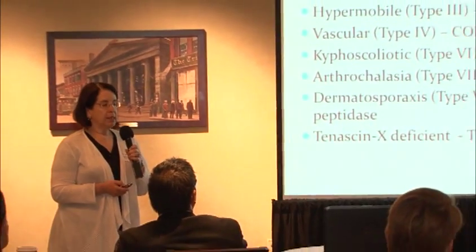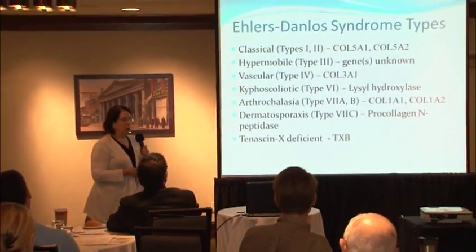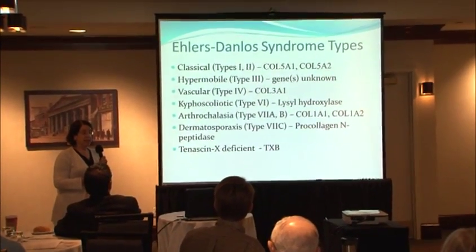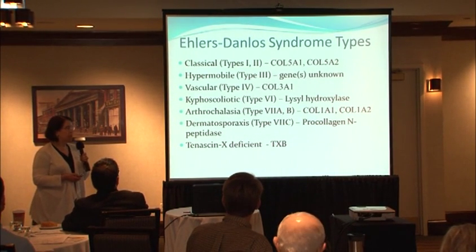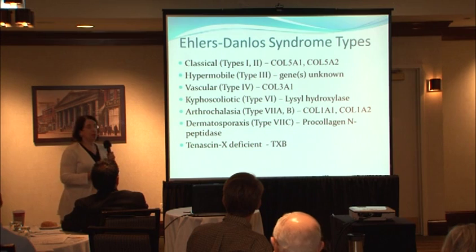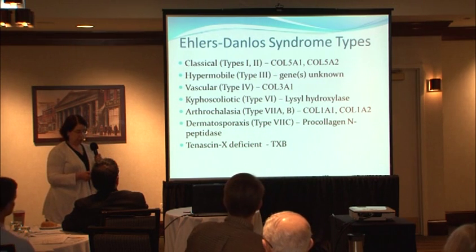Beyond that, there are a number of relatively rare, really quite rare, disorders, including what's called the Kyphoscoliotic type, which is caused by mutations in the enzyme lysyl hydroxylase. The arthrochalasia type, which is caused by mutations in type 1 collagen, and dermatosparaxis, also an alteration of collagen processing. This is an enzyme that actually cleaves the N-propeptidase from the procollagen molecule in type 1. And tenascin X deficiency resembles the hypermobile type of Ehlers-Danlos Syndrome.